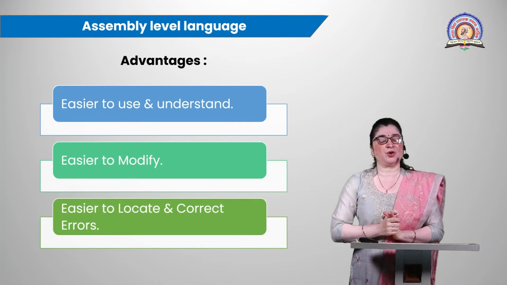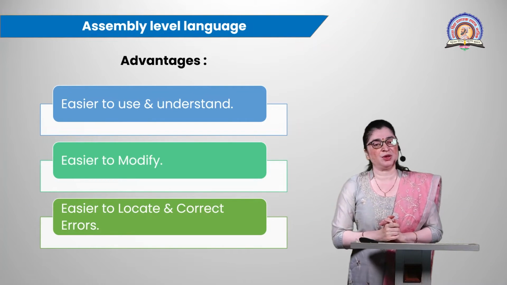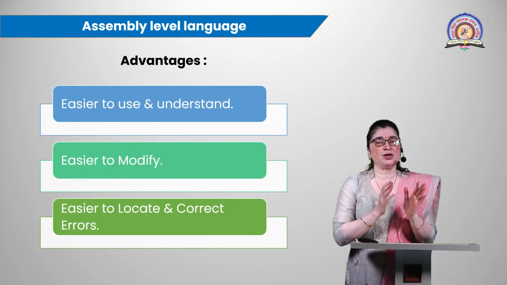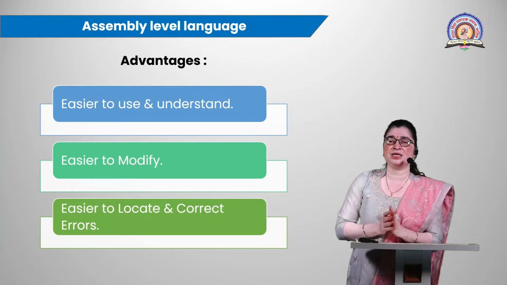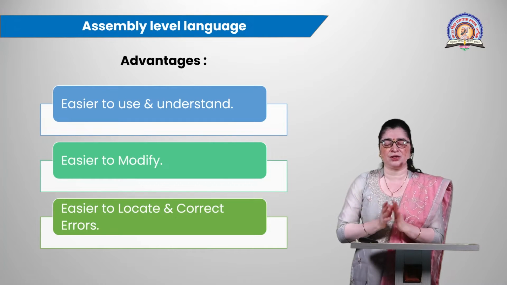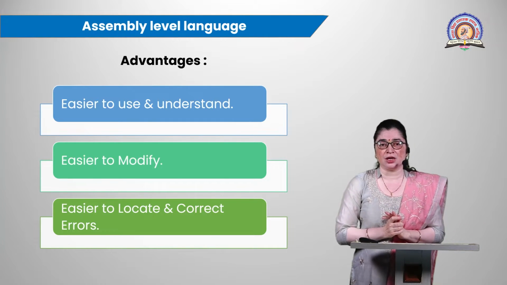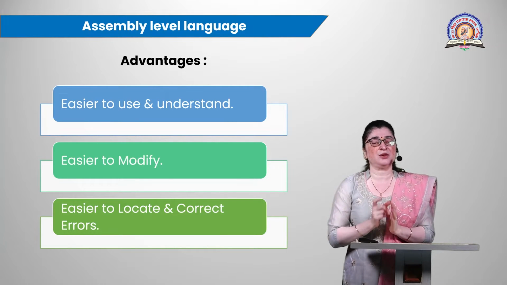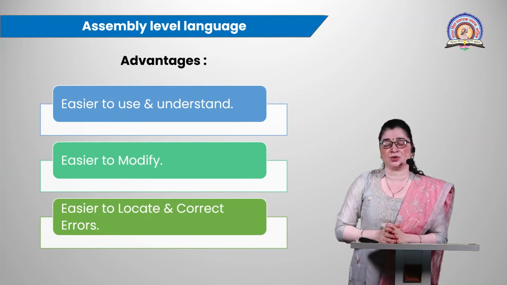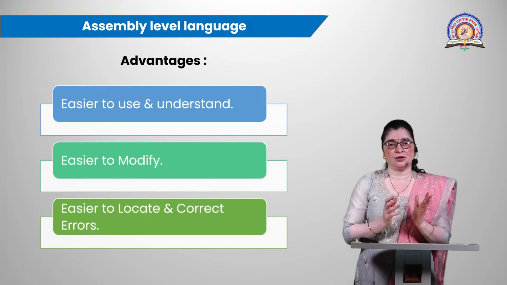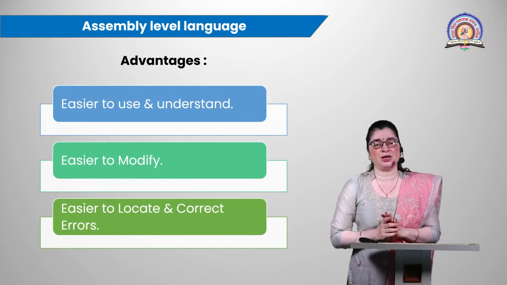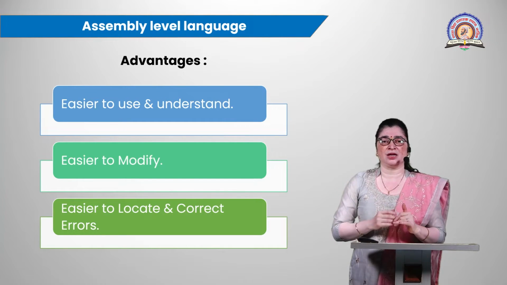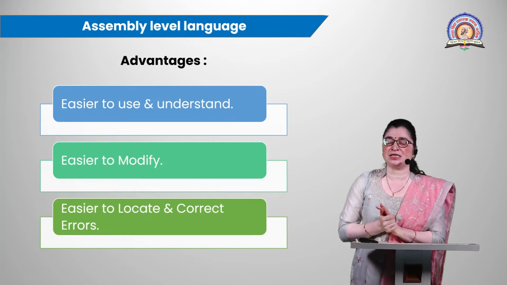Then another type of low level language is assembly level language. Now, this assembly language is somewhat simpler or easier than machine level language, because in this language certain symbols or certain codes are used. Like for addition we use ADD, for subtraction we use SUB, and for storing we have to use STR.